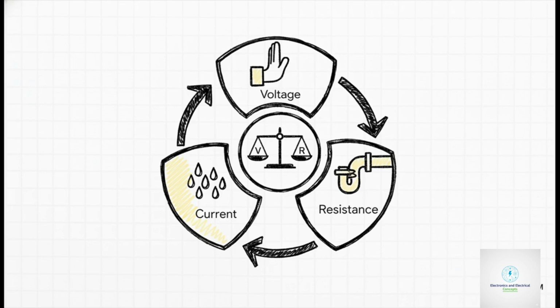You now understand the fundamental rule of electricity: the push, the flow, the opposition, and the simple law that ties them all together. Seriously, every single circuit, from the one in a tiny flashlight to the one in a massive supercomputer, plays by this exact same rule.